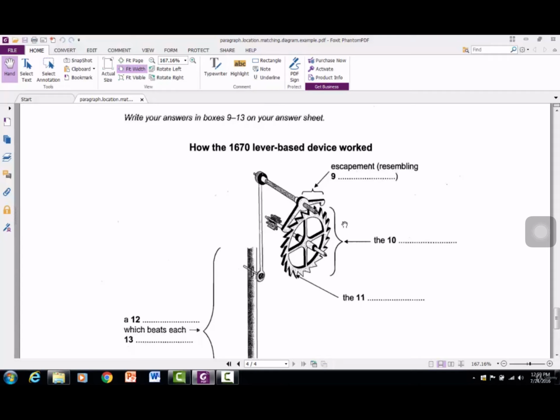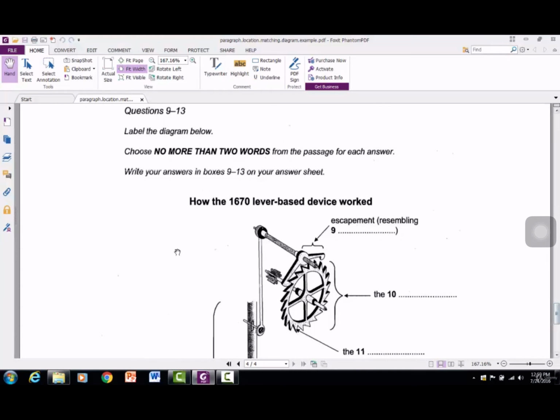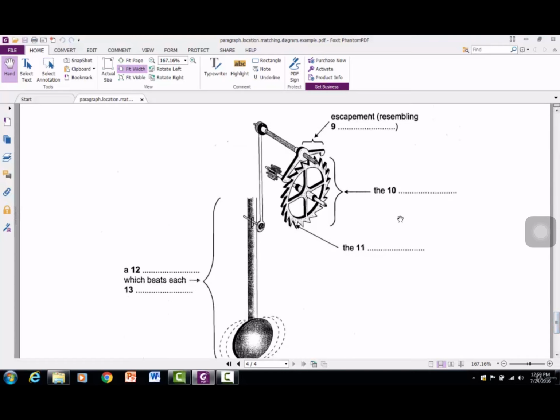Number 10 has to be a word. Let's look at our directions. How many words can we write? No more than 2 words. Directions say no more than 2 words. We can write 2 words or 1 word. Can't write 3. Number 10 is going to be something that describes what this is.